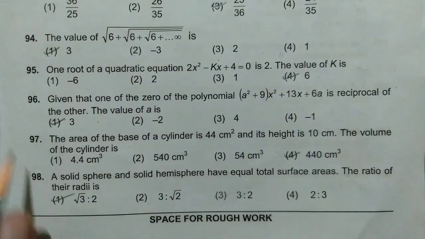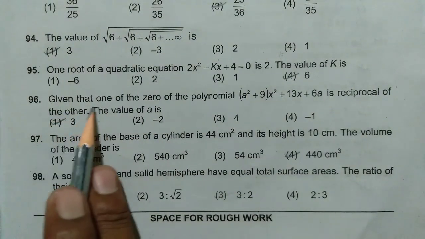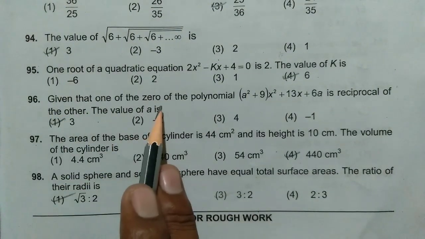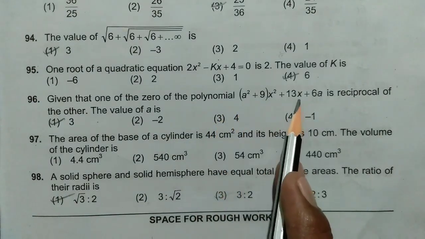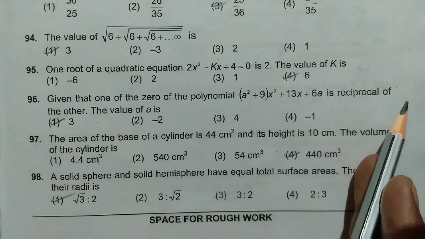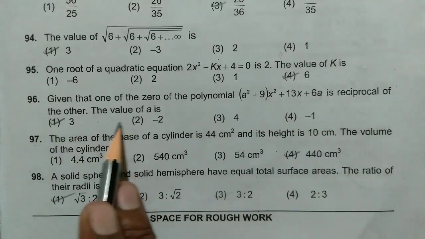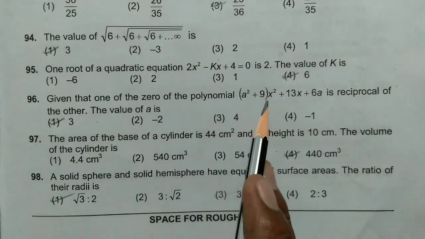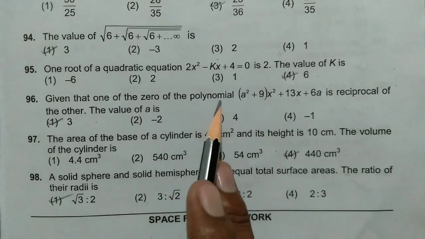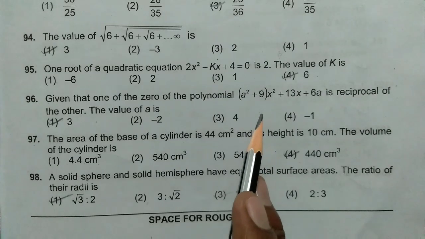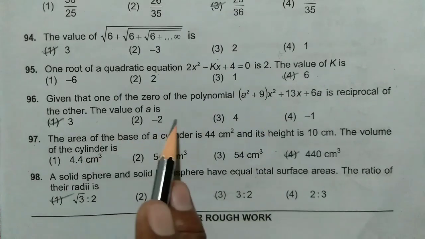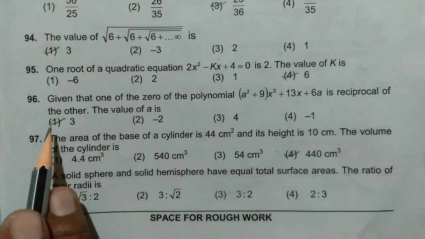Next, question 96: given that one of the zeros of the polynomial (a square plus 9) into x square plus 13x plus 6a is the reciprocal of the other, find the value of a. Here, of the zeros of the polynomial, one is a and the other is the reciprocal of a, that is 1 by a. Then you can find the other value. So here the answer is 3.